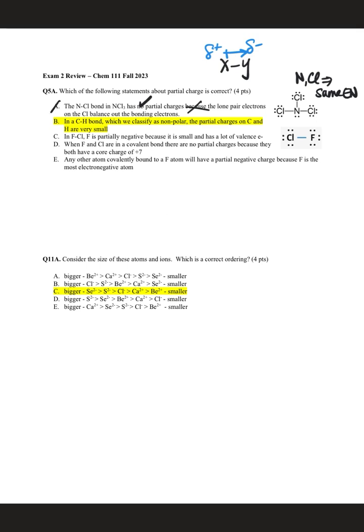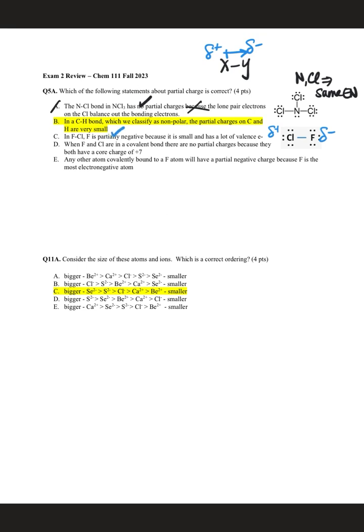Let's go to C. In FCl, which we've got here, the F is partially negative because it is small and has a lot of valence electrons. Well, first of all, let's ask about the first part of it. If fluorine is bound to chlorine, is fluorine partially negative? Well, you probably know that fluorine is more electronegative than everything else, so whenever it bonds, it's generally going to be partially negative. That's going to leave the chlorine partially positive.